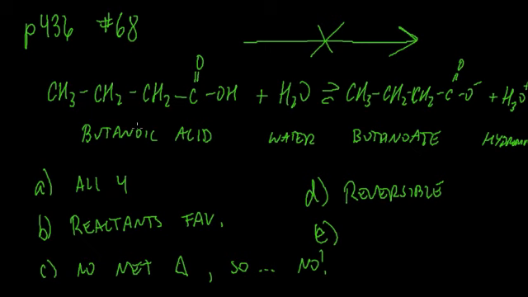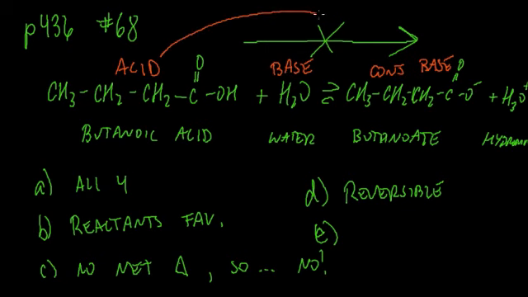Okay, very good. Well, butanoic acid obviously must be an acid. Let me change colors here so we can actually see it. So this is going to be the acid. And that means water here is acting as a base. So the conjugate base of butanoic acid is going to be butanoate. We see that negative sign there. So this is going to be the conjugate base of butanoic acid.